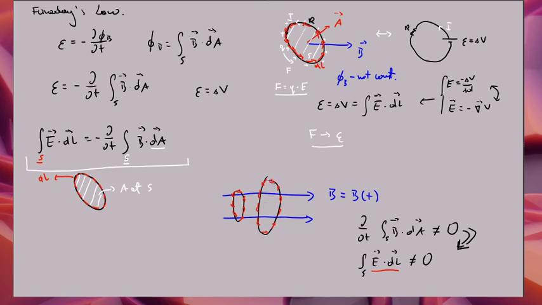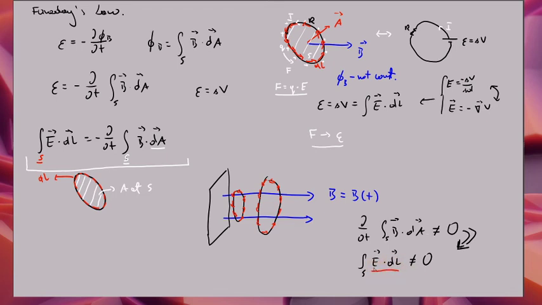And I could pick any other surface that I would want. It doesn't have to be circular. I could pick a square if I wanted to. Here's the surface, and the magnetic flux through the surface varies with time. That implies that the right-hand side of the equation is not zero, and if the right-hand side of the equation is not zero, then the left-hand side of the equation is not zero.